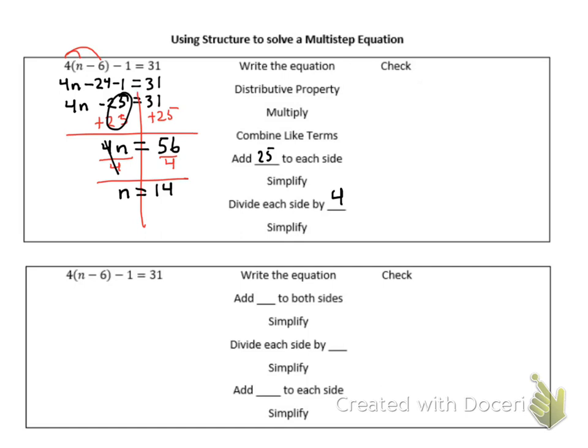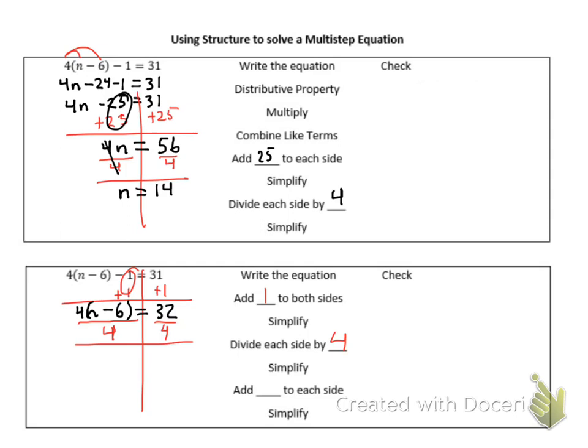This time, we're going to start off by just getting our parentheses alone. So we'll add 1 to each side. So that's going to be 0, leaving us only with the 4n, well, parentheses, n minus 6, equals 32. Now, because we are multiplying this whole thing right here by a 4, we can divide that whole thing by a 4. And if we do it to one side, we do it to the other.